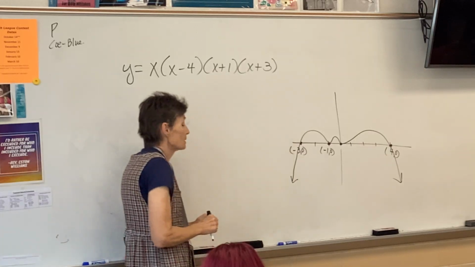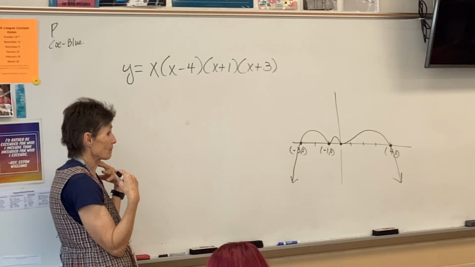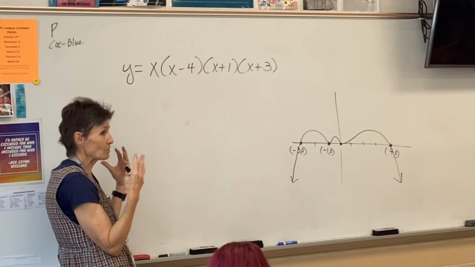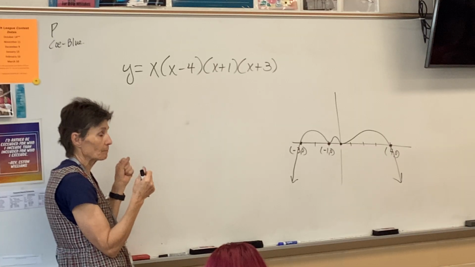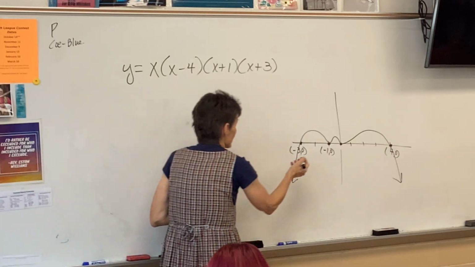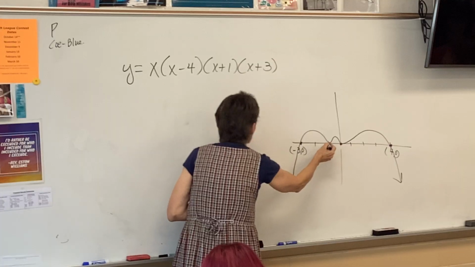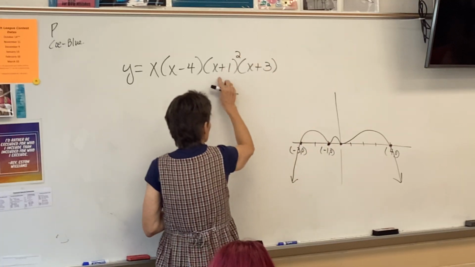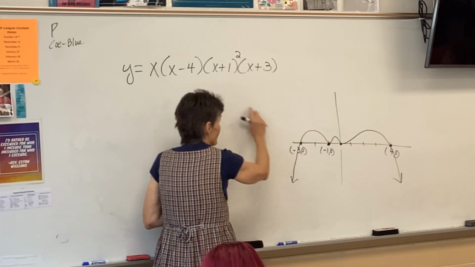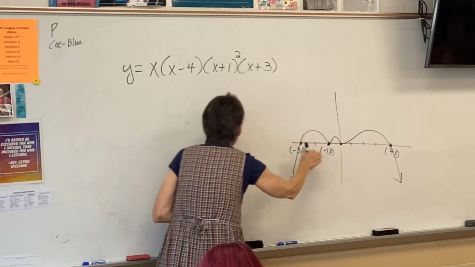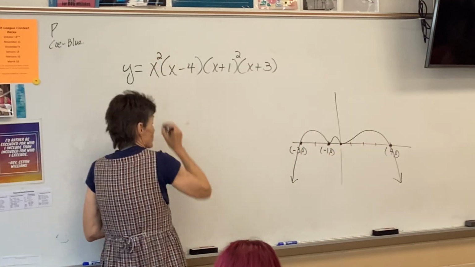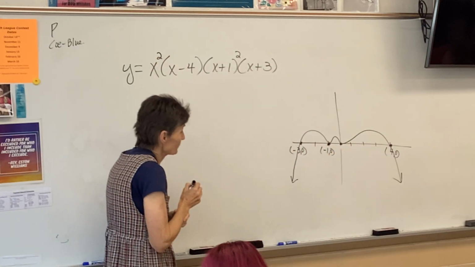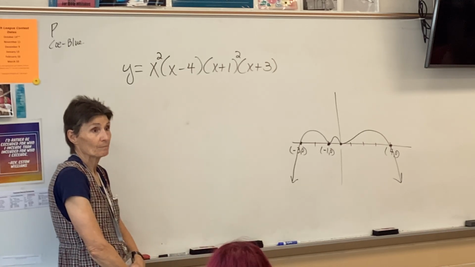Now, stand back. Is there any bouncing going on in this problem? There's a bounce at the one here, which means this one is squared. There's a bounce here, which means the x is squared. And that's it for bounces? Yeah.